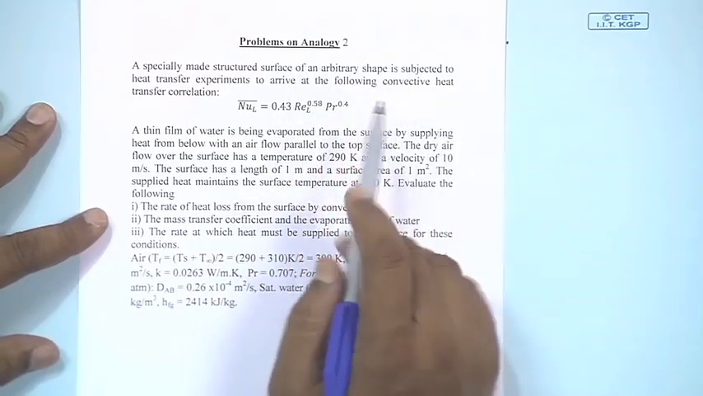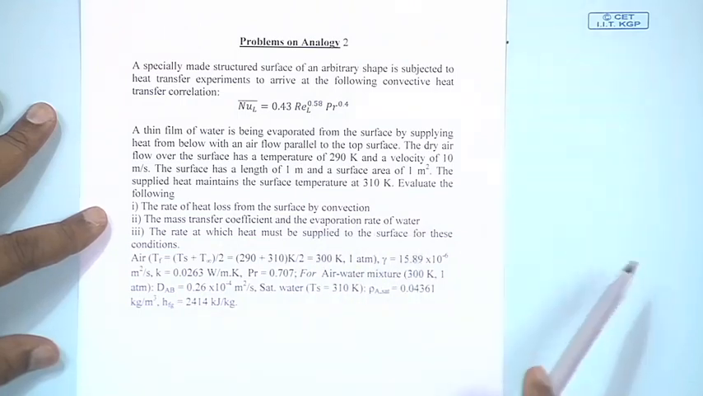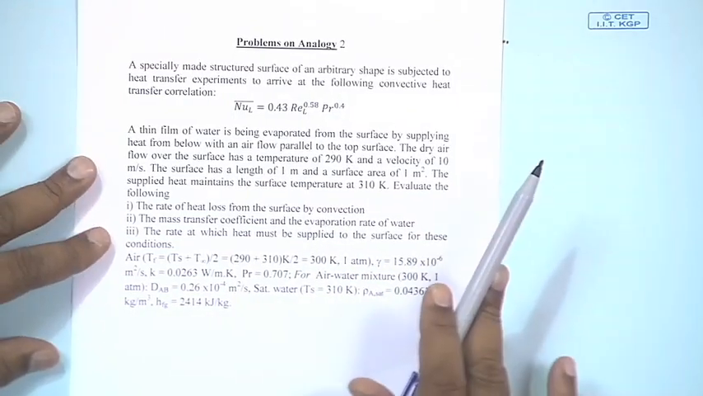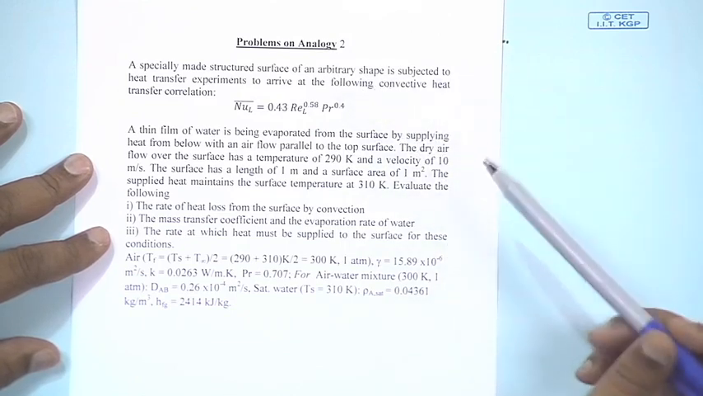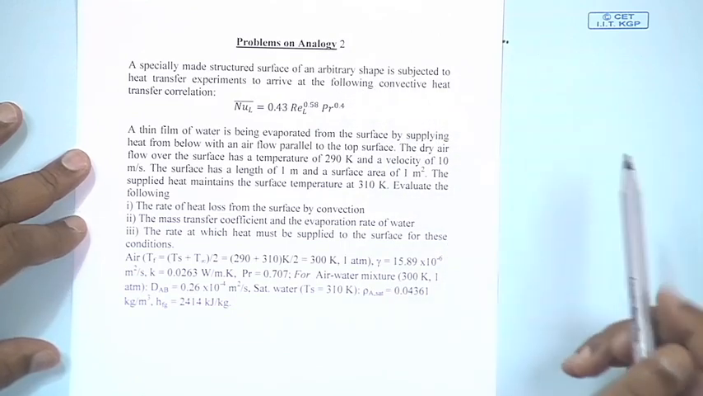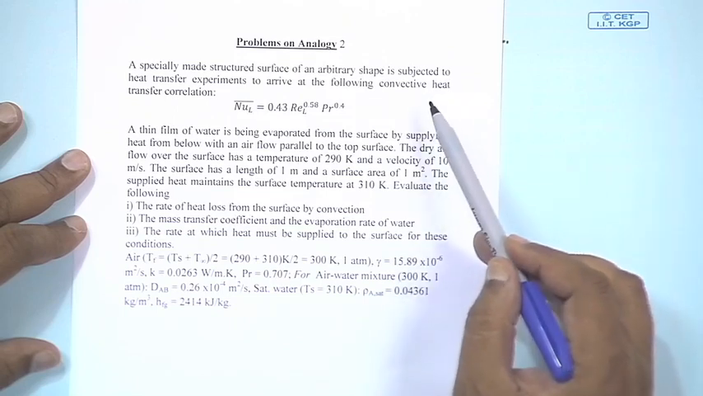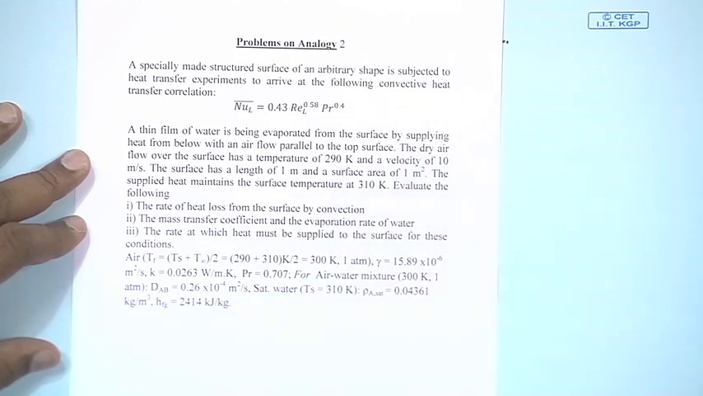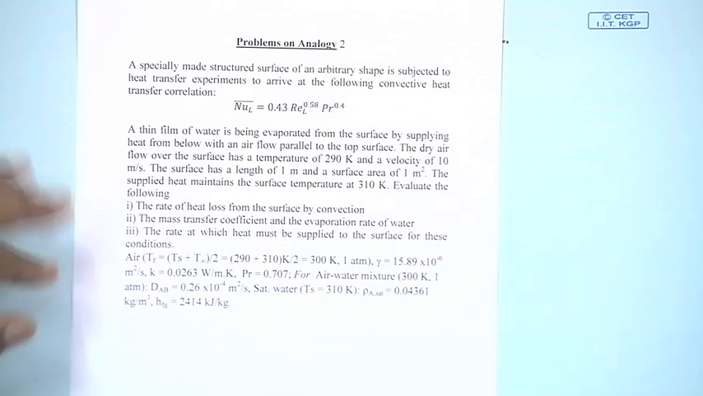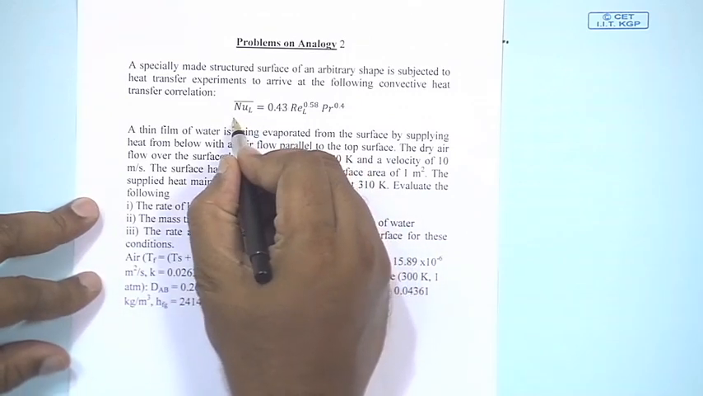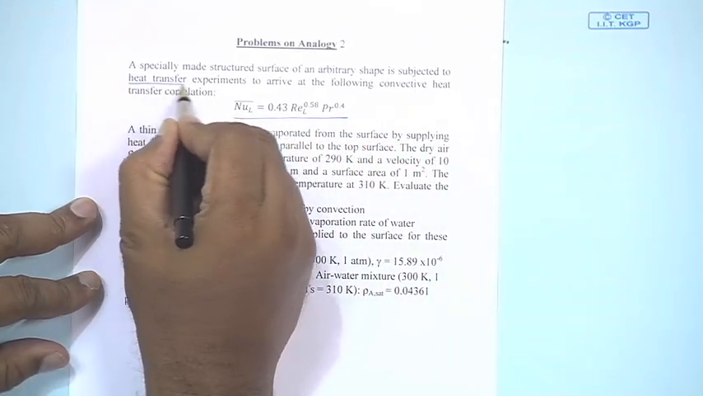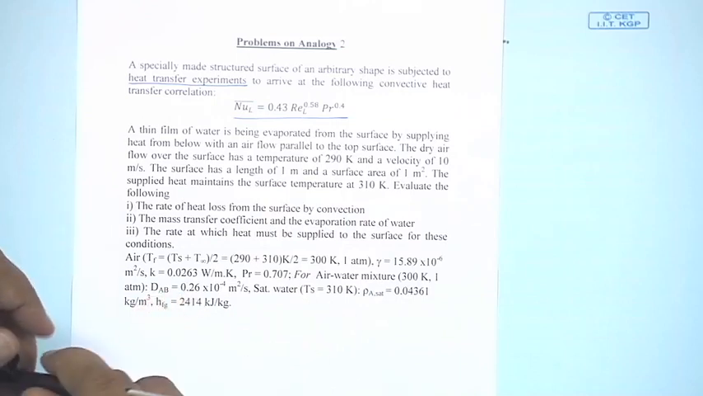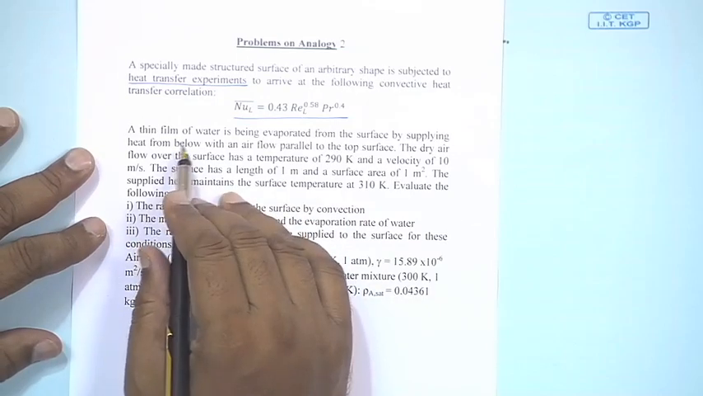So, the first problem of today, which is the second problem that we are going to analyze in analogy, in the modified Reynolds or Chilton-Colburn analogy, is that a specially made structured surface of any arbitrary shape is subjected to heat transfer experiments to arrive at the following convective heat transfer correlation. This is the relation that was obtained by heat transfer experiments.